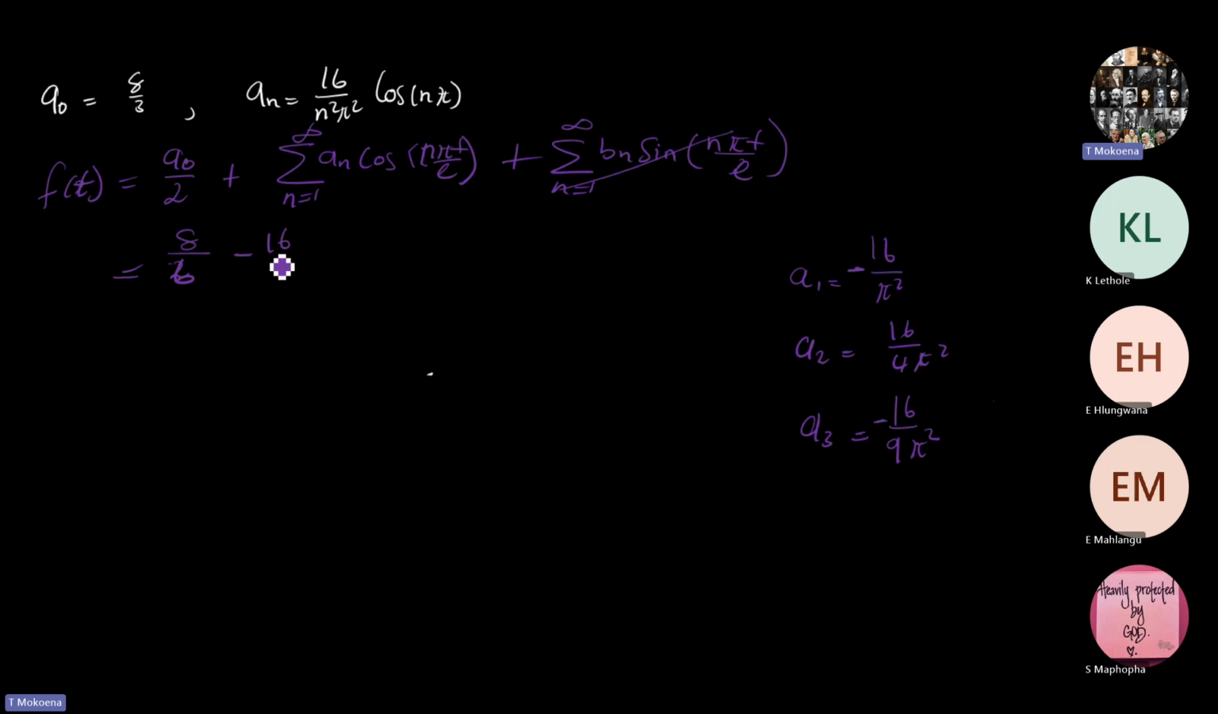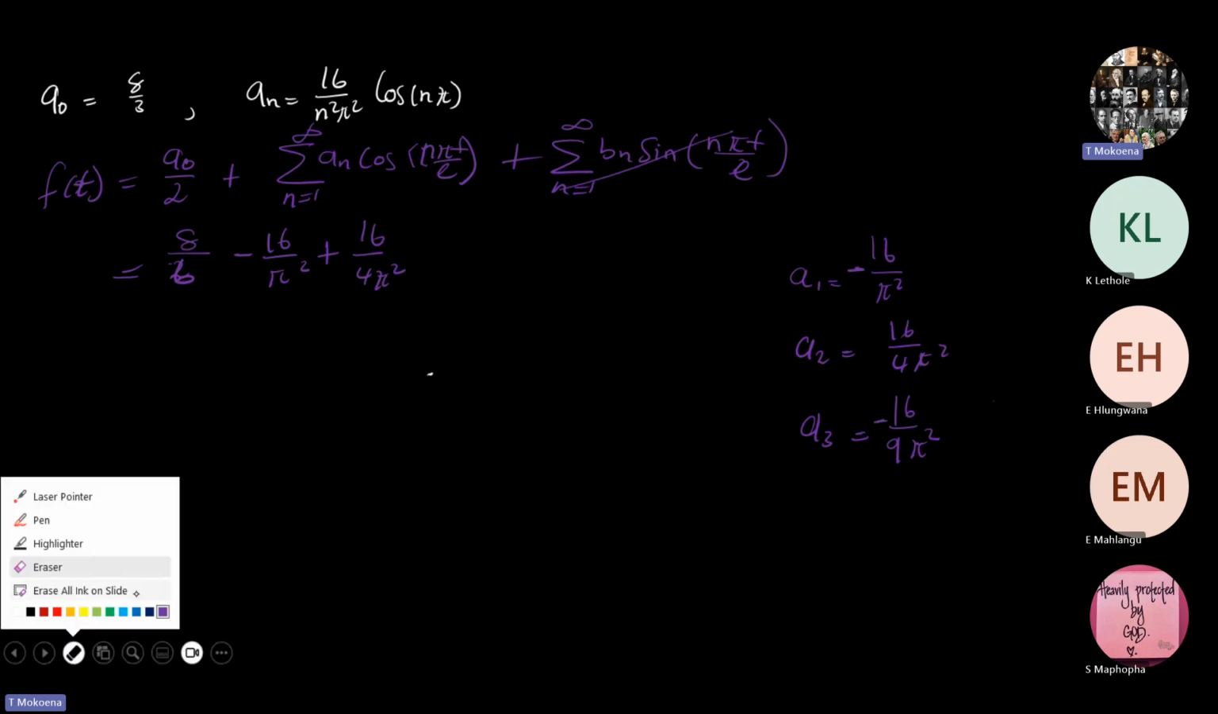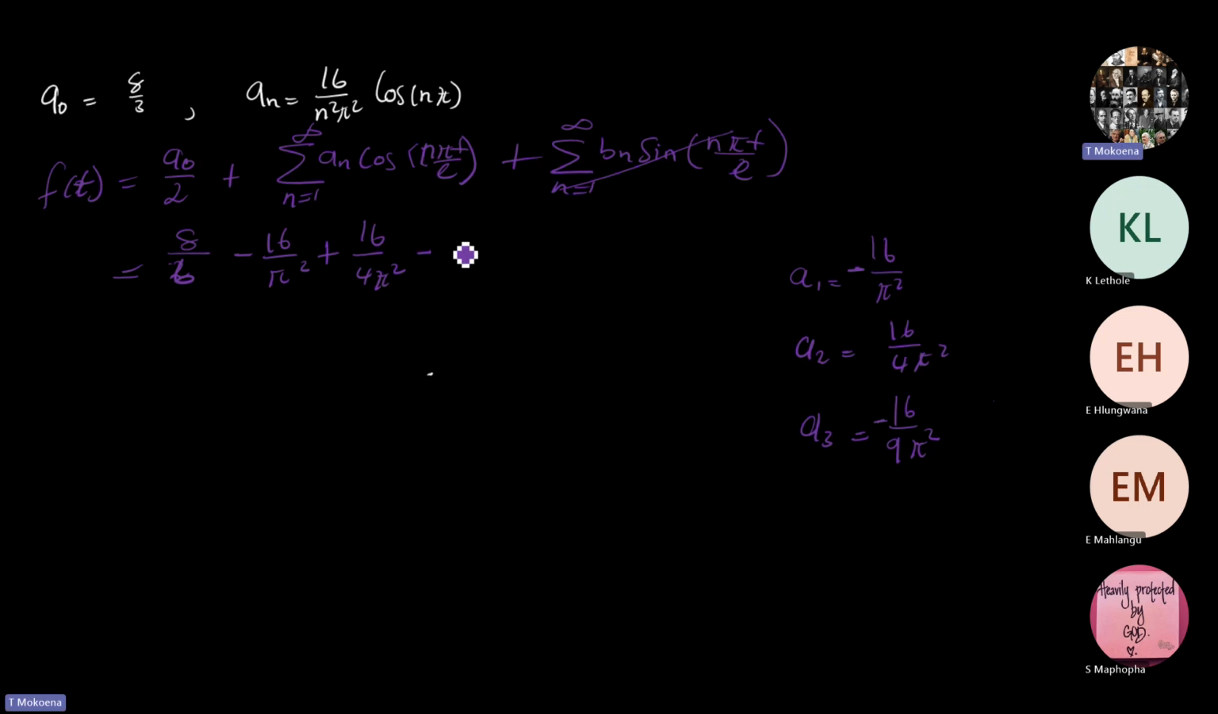We're going to have negative 16 over pi squared plus 16 over 4 pi squared plus, okay, this positive will be affected by negative once more again. We're going to have a negative 16 over 9 pi squared plus and so forth. And therefore, this will be our Fourier expansion to infinity.